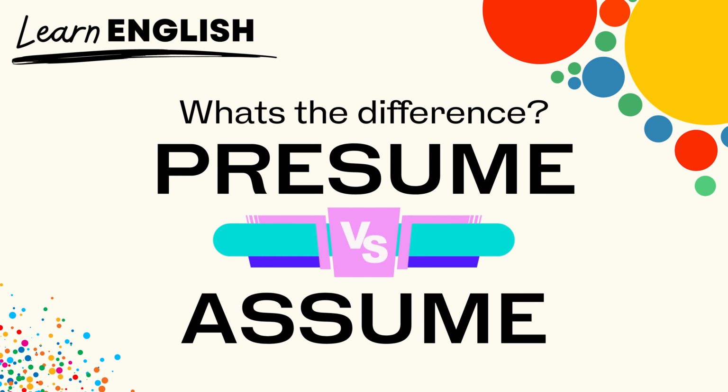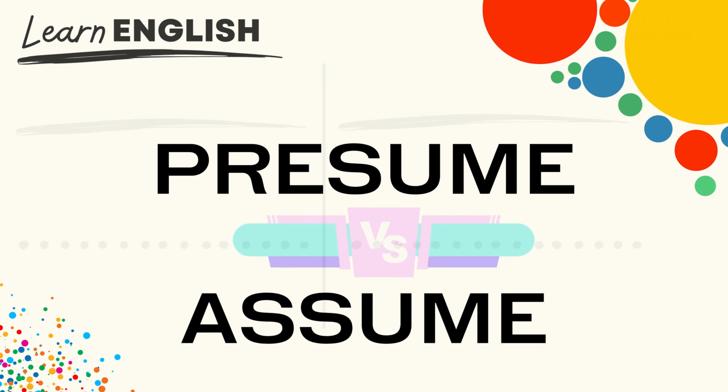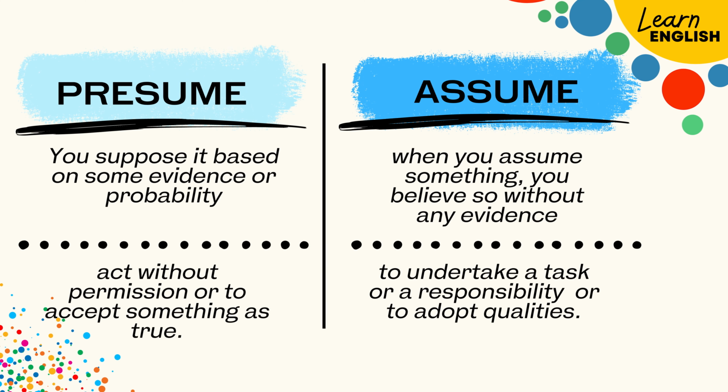Presume and assume are two words that have the same root and only differ because they have different prefixes. However, these prefixes play a big role and, as often happens in the English language, change the meaning of the whole word. When we presume something, we suppose it based on some evidence or probability.